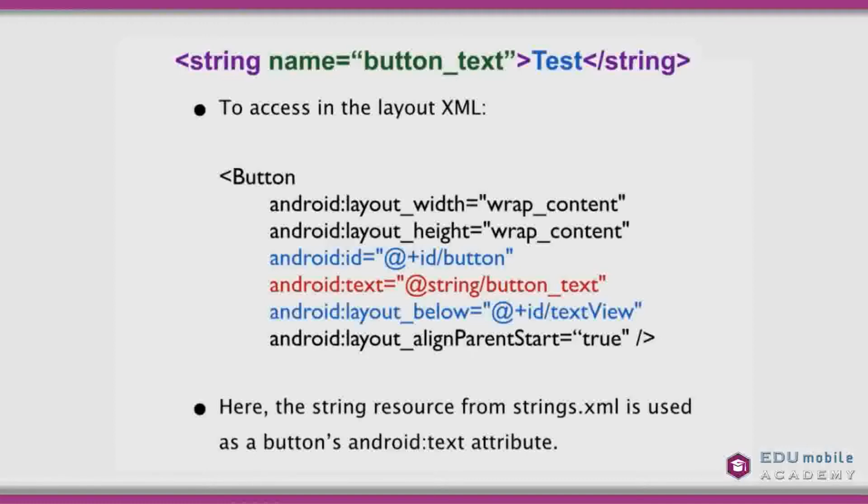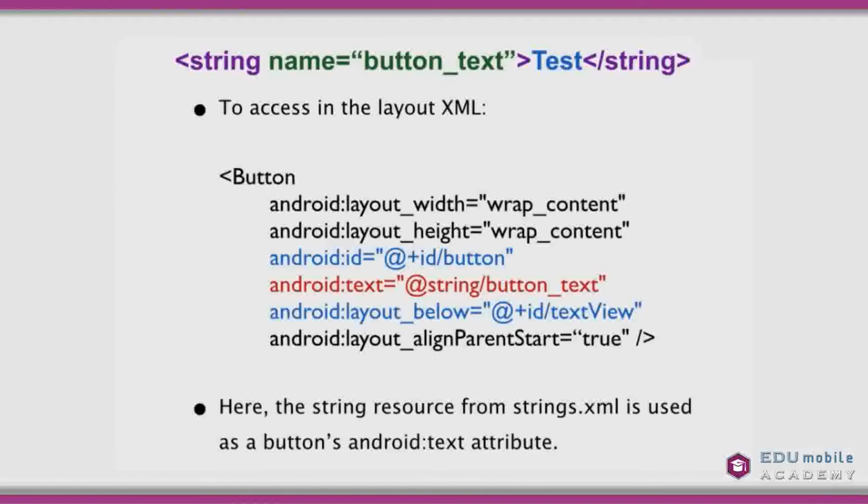Now, rather than just putting test in there as a string, which we could do, but we really don't want to, we want to go to strings.xml. The syntax for doing this within the layout XML is @string/buttonText, which is the name of our string. So this will set this button's text to the string TEST, capital TEST.